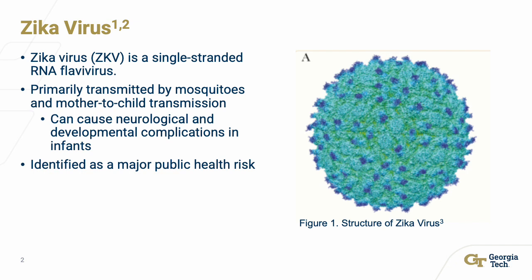The structure of Zika virus is shown here in Figure 1. The disease is primarily transmitted via mosquitoes and mother-to-child vertical transmission and can cause severe neurological and developmental complications in infants. Thus, the World Health Organization, WHO, has identified the disease as a major health risk, requiring further research and development to treat and prevent.